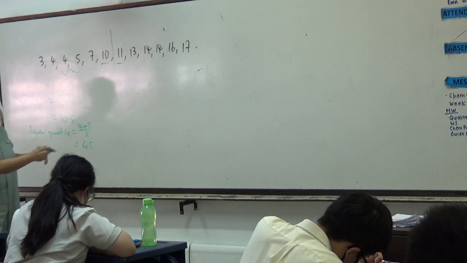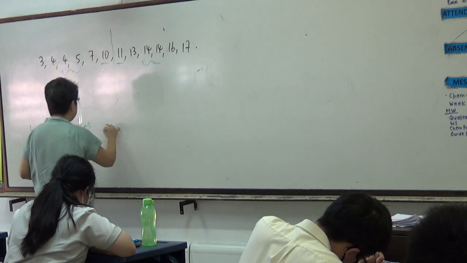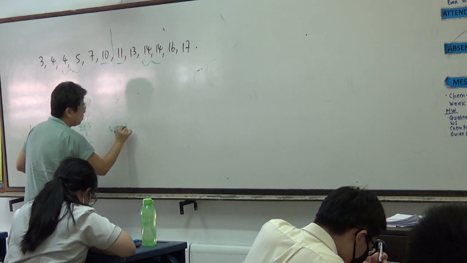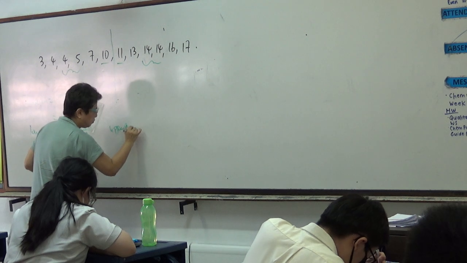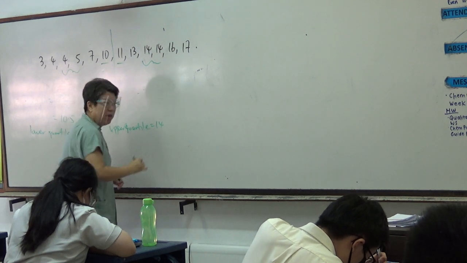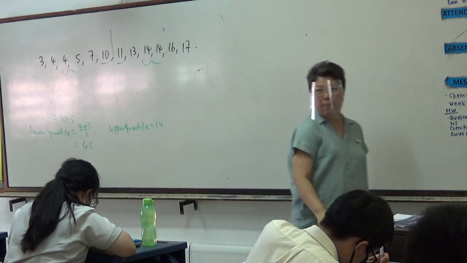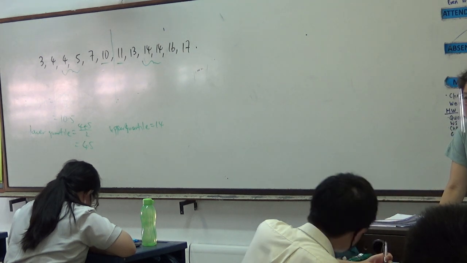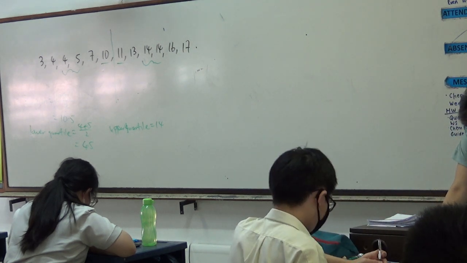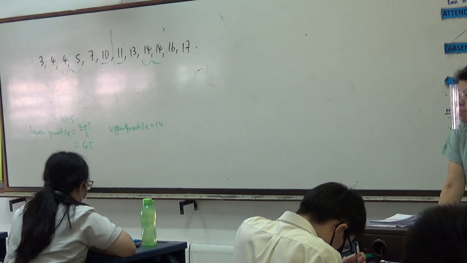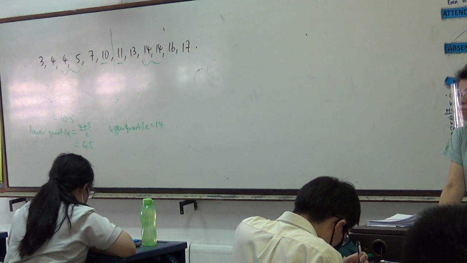Okay, upper quartile, straightforward, what's the upper quartile? Upper quartile, straight away 14, right? 14 plus 14 divided by 2, okay? Now what's the maximum value? What's the maximum value? 17. What's the smallest value?